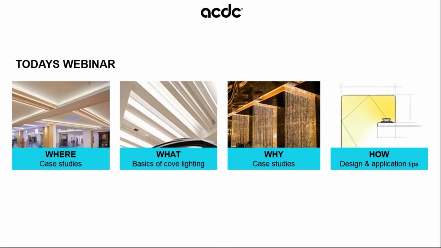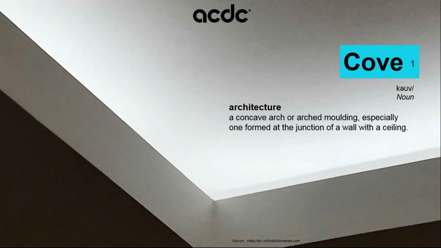So a cove, let's look at the definition first and foremost. From an architectural point of view, a cove is a concave arch. It's an arch molding, especially one formed at the junction of a wall with a ceiling. So what we're talking about here is an architectural detail, and what we're looking to do is to provide a wash of light upon the vertical or the horizontal, and it's an integrated detail. Let's just go through that in a little bit of detail.